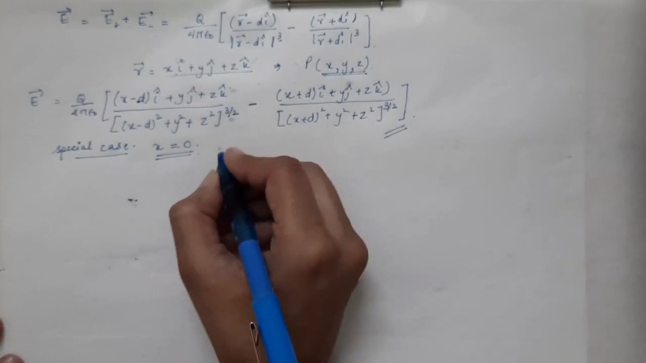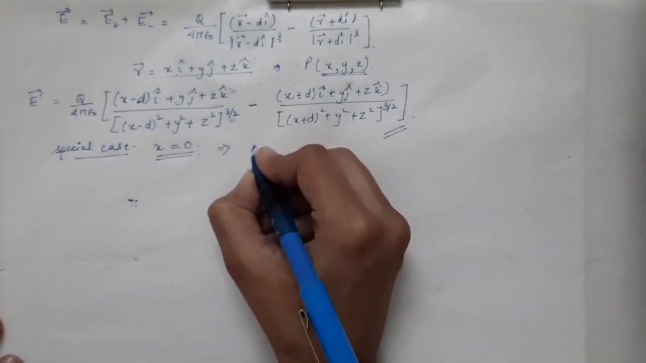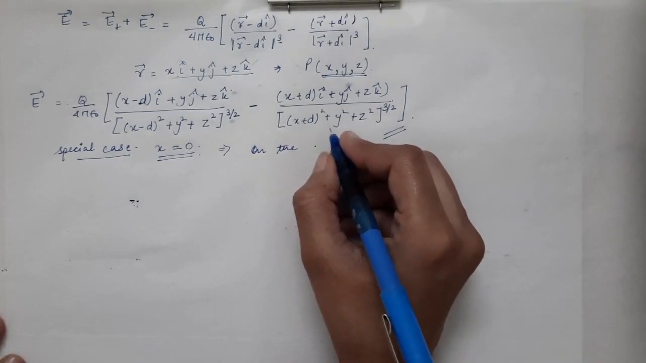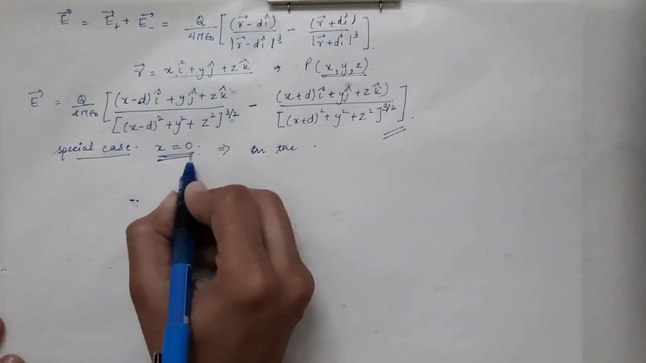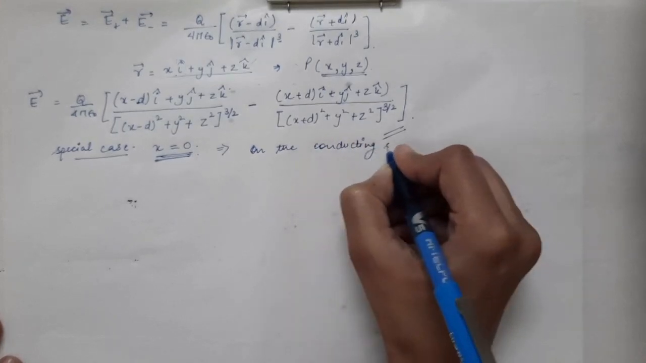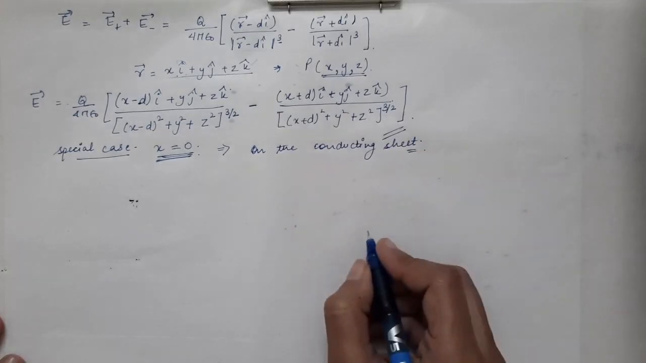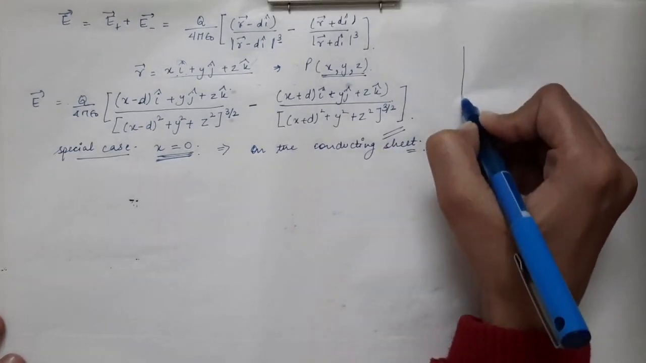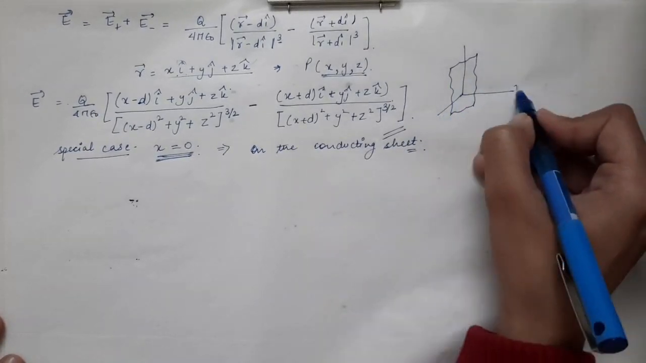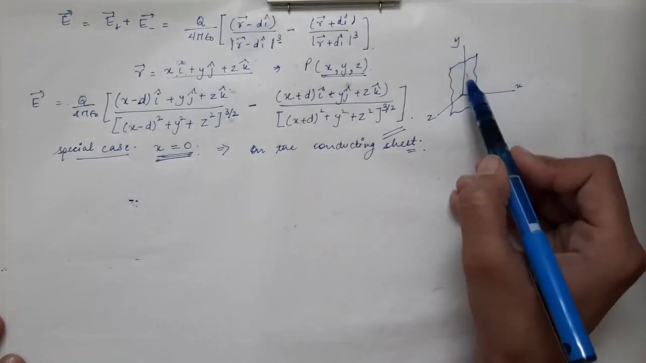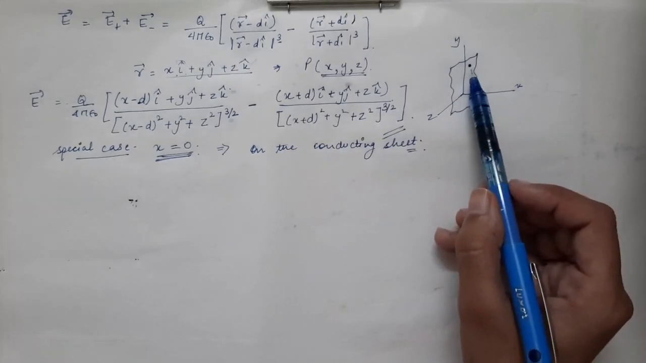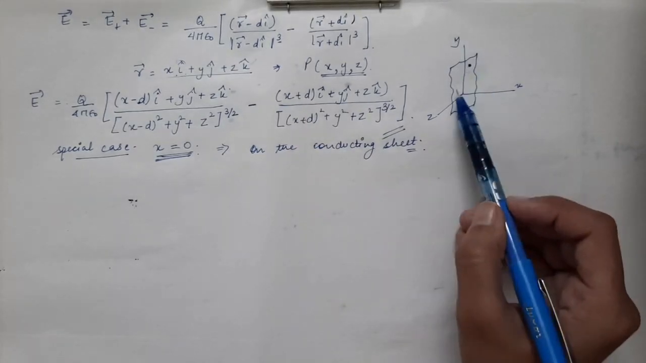When x is equal to 0, we get the points on the conducting sheet. So we are talking about the observation point when it is placed on the conducting sheet. In that case x will be equal to 0 because the conducting sheet is placed in the YZ plane, as we have already done. So here is the conducting sheet, and this is the x-axis, y-axis, z-axis. If you're talking about any point on the sheet, x will be equal to 0.